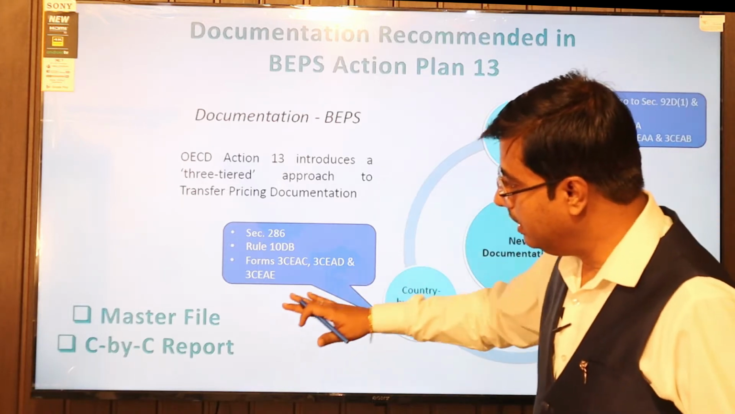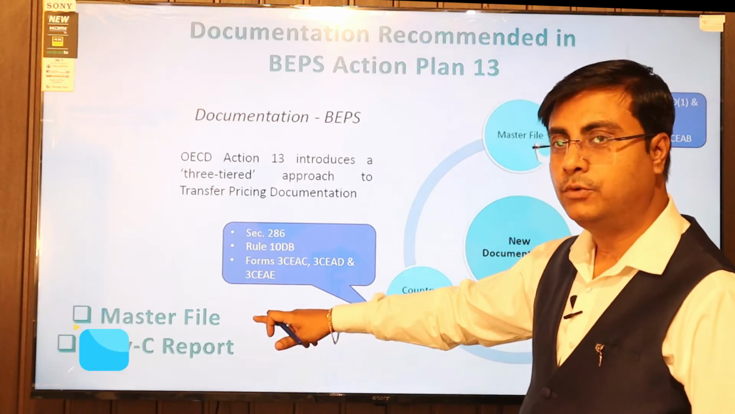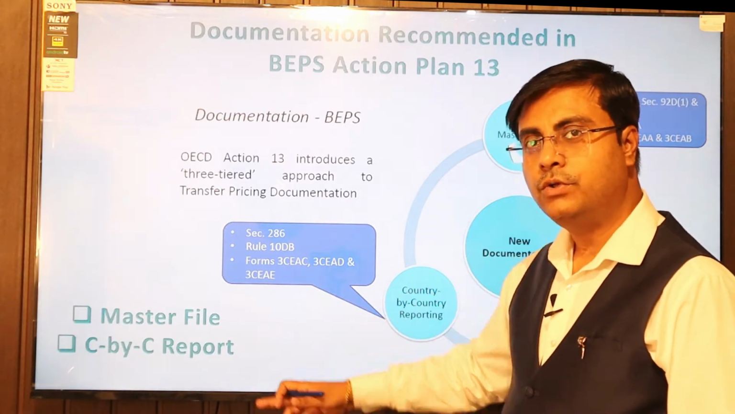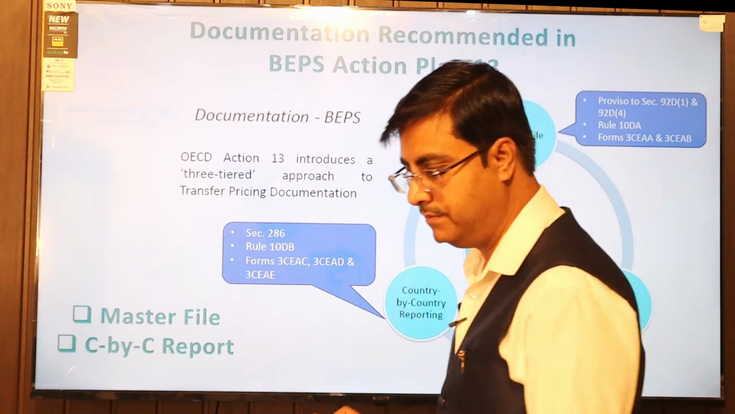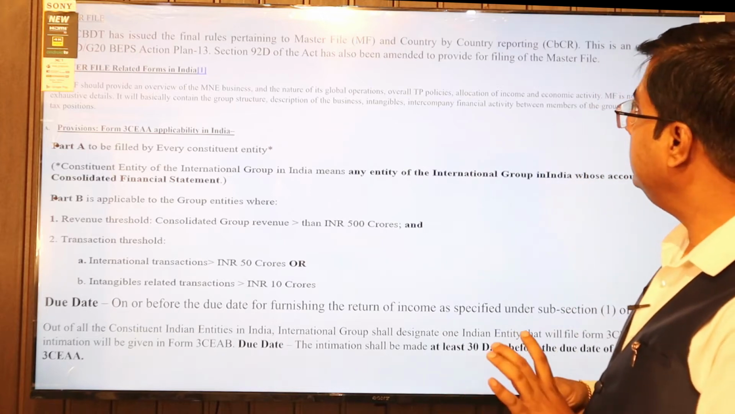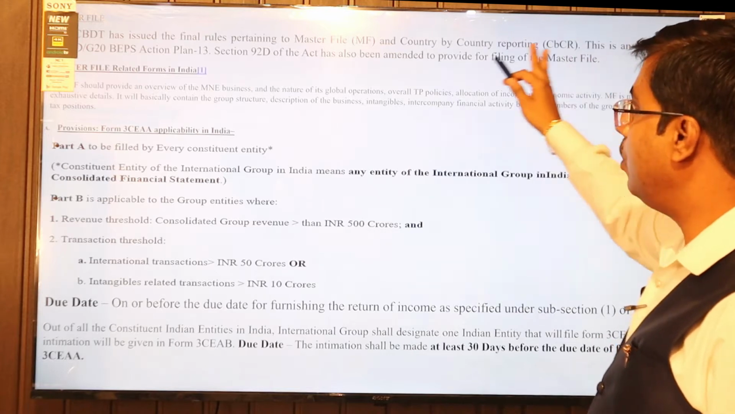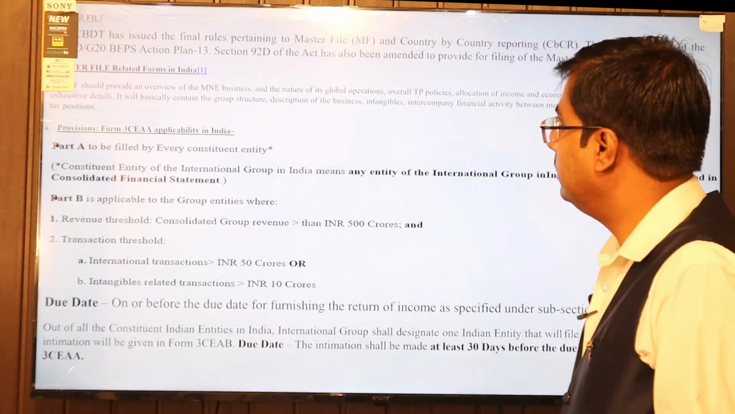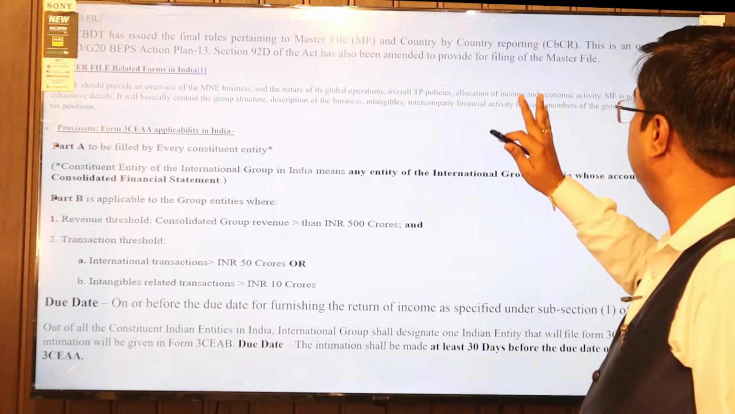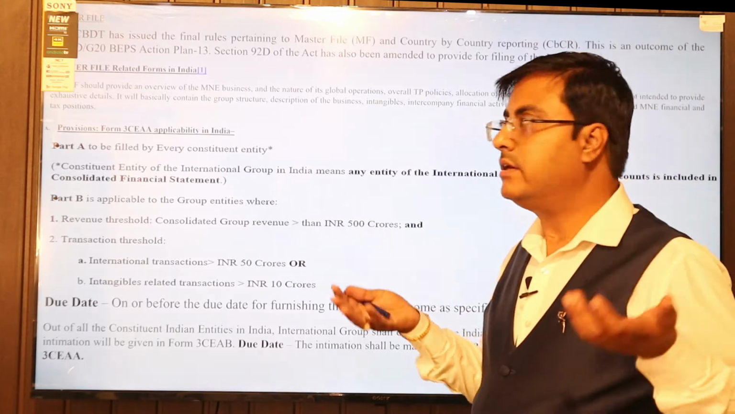If you fit in this case, you have to maintain a master file. If you are covered in this case, you also have to report in the CBCR form. So let us discuss the master file first. This is an outcome of BEPS Action Plan 13. Section 92D has also been amended in respect of the master file. So what does the master file contain?